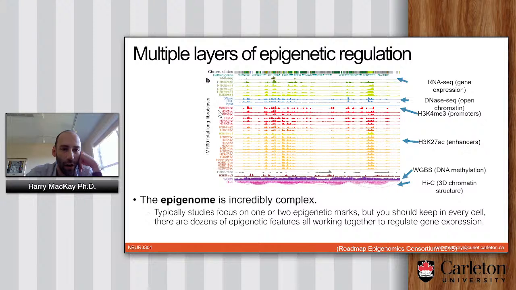Just look down this line. I guess maybe you can't see my mouse, but anyway, all of these tracks, or at least almost all of these tracks, are just different kinds of histone modifications that are present in varying amounts in different parts of the genome.